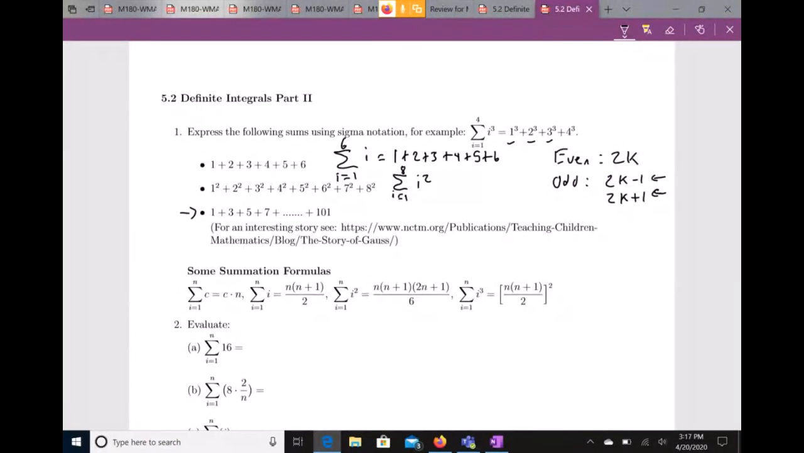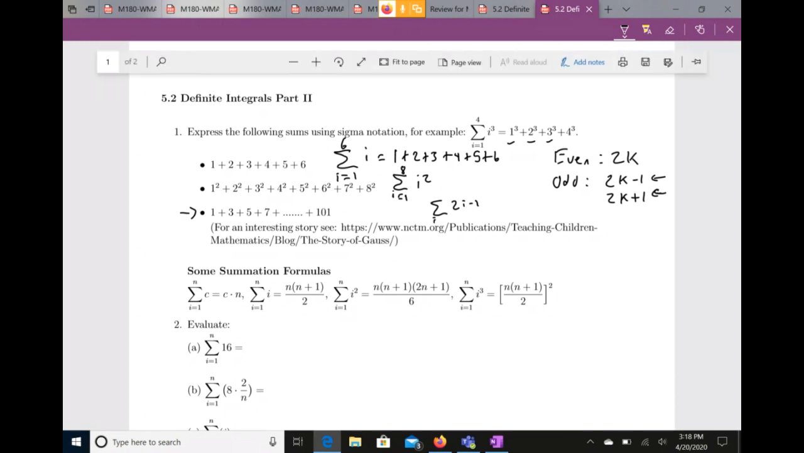And maybe I'll use i instead of k. So for example, if I took the sum of 2i minus 1, would I want to start this one at 1 or 0? Think about if you plug in 1 or 0, what are you getting? If I plug in 1, I get 2 minus 1, which is 1, and that is the first term. So using this expression, I would start at i equals one, because if I plug one into this, I get two times one minus one, which is one, and that is my first term here.